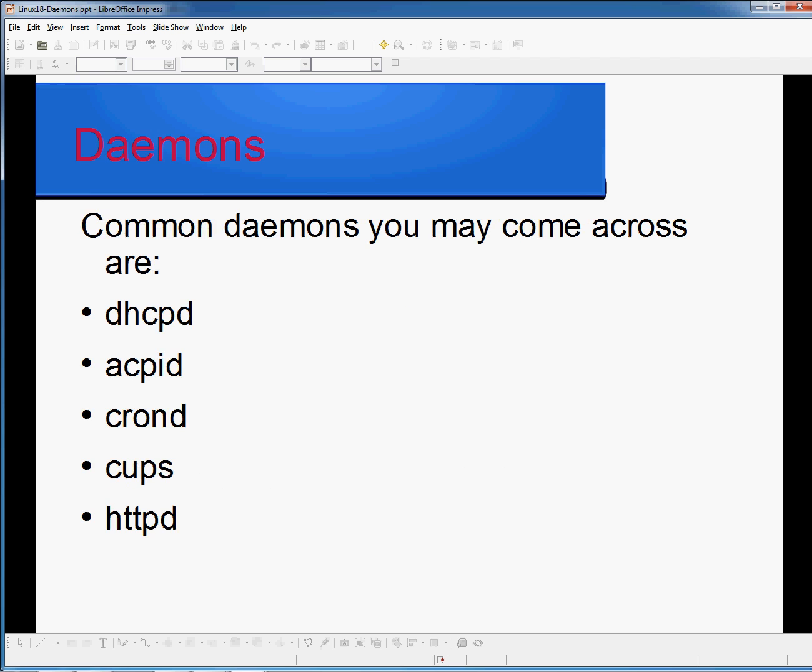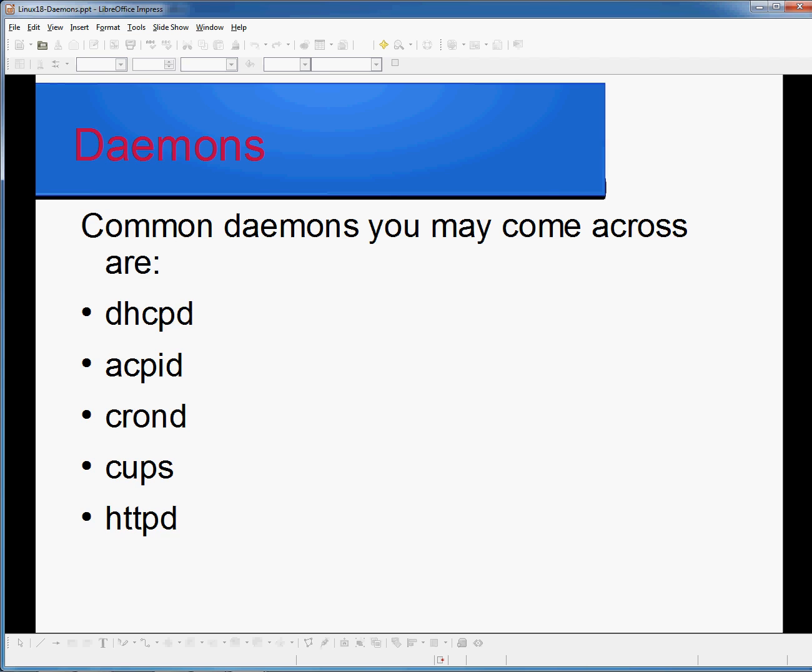Common ones you may come across, obviously dhcpd, acpid, which is the Advanced Configuration and Power Interface daemon. This is generally for intelligent power management tasks. You'll find this in other operating systems as well, but this is the daemon that controls that in Linux. There's also crond, which you may remember from our task scheduling lesson, and that's obviously for running the scheduled tasks with cron.